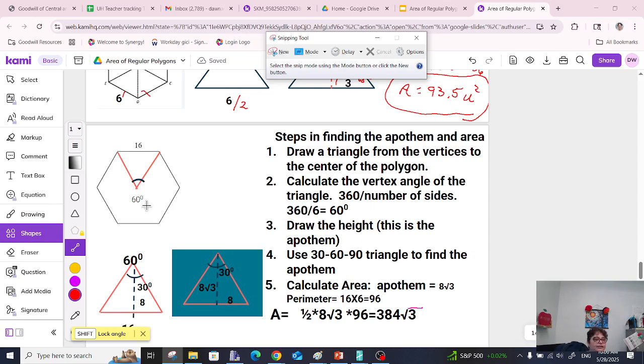I know this is 60 degrees. How do I know it's 60 degrees? Right, because the number of sides is 6. That means there would be 6 triangles all the way around. And if I'm rotating, it'd be a 60-degree rotation, like we learned about yesterday.